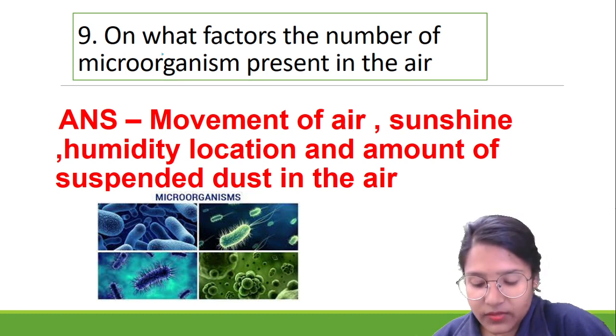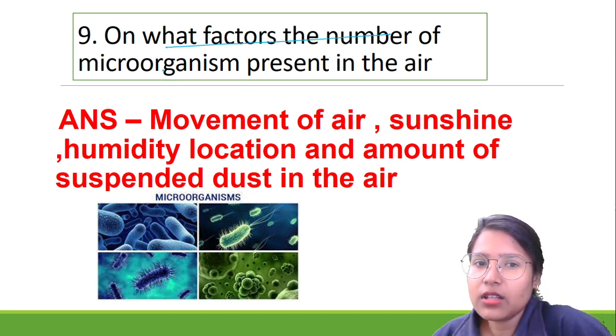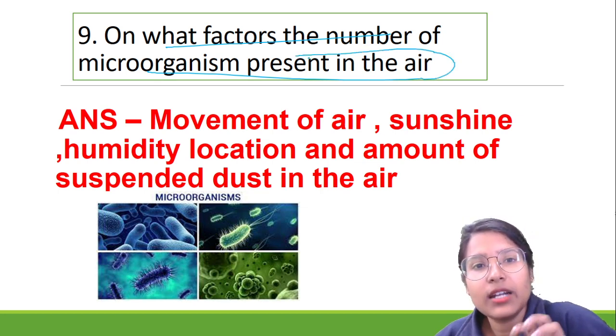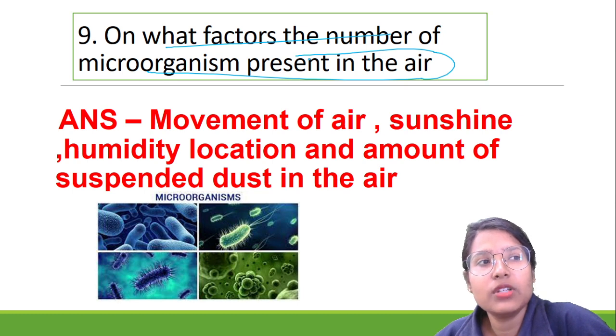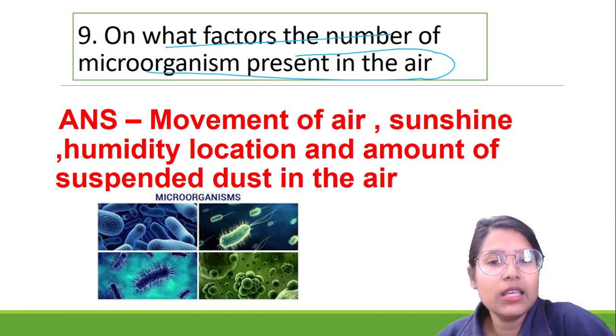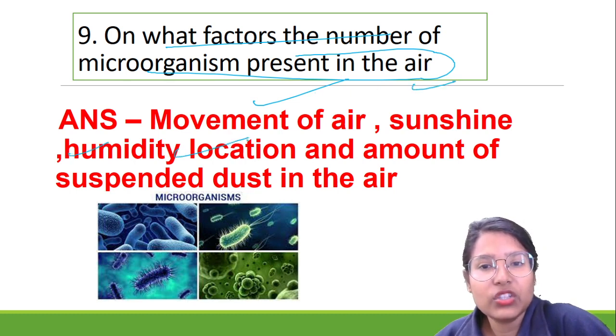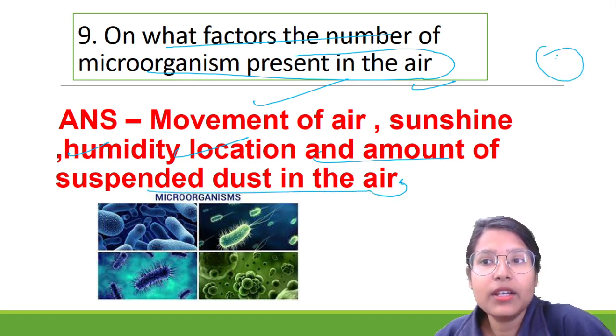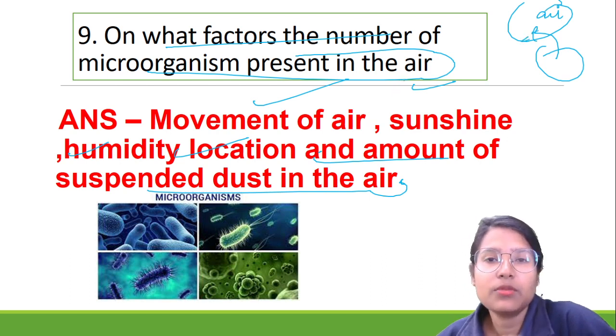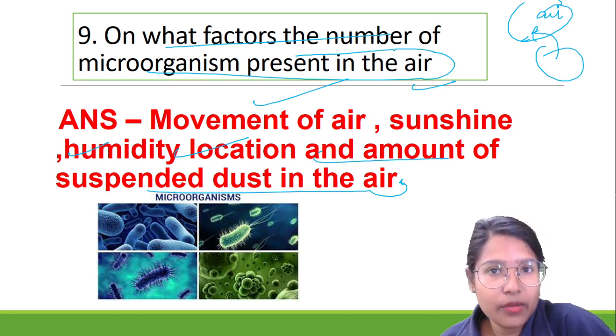Next one is, on what factors does the number of microorganisms present in the air depend? The factors responsible for the presence of microorganisms in the air are the movement of air, sunshine, humidity, location, and the amount of suspended dust in the air. The amount of suspended dust in that particular air is responsible for the microorganisms present in the air. Like if the movement of air is more, the chances of more transfer of your pathogens.